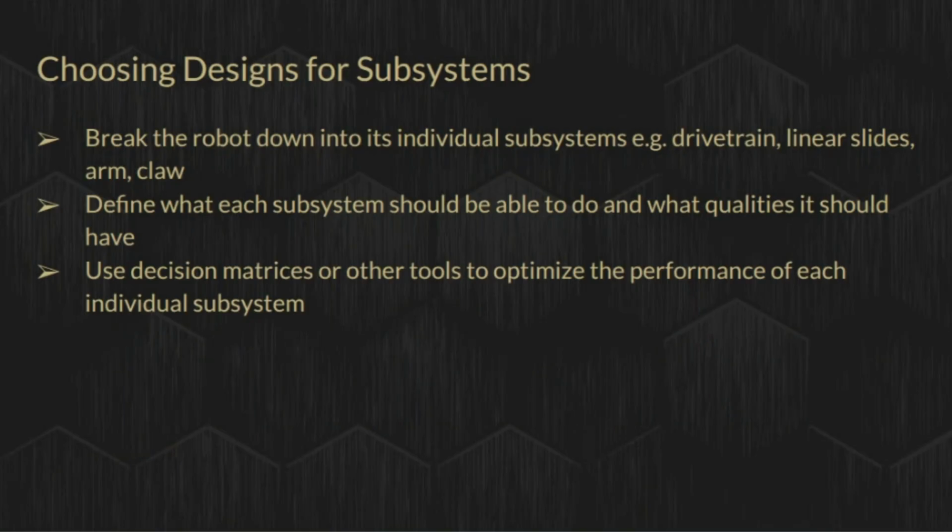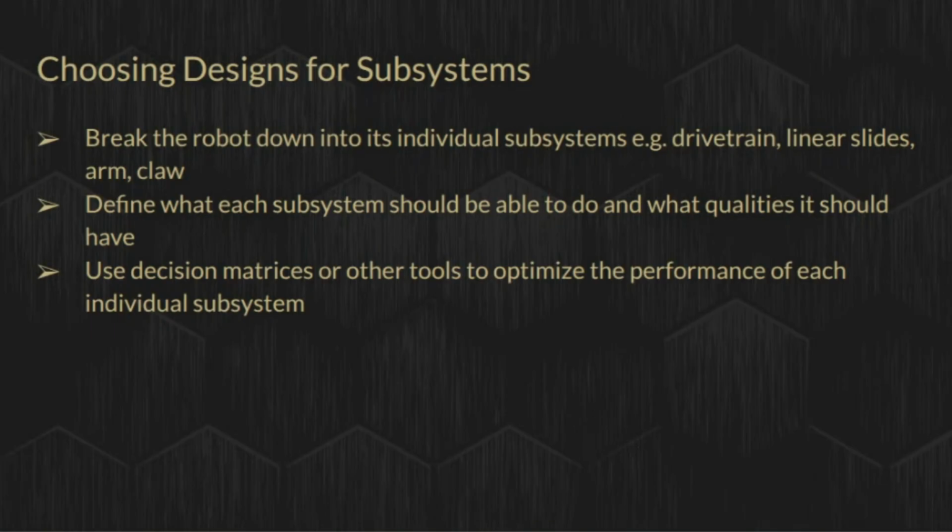So moving on to subsystems, the first thing you're going to want to do when choosing designs for your subsystems is to break the robot down into what your original individual subsystems are going to be. So basically define what you're going to have to make. Individual subsystems would be things that only do one task on your robot. For example, drivetrain, linear slides, arm and claw would all be examples of subsystems. After this, you should fully decide what each subsystem needs to be able to do, and what qualities or attributes it should have, and which of those are the most important.